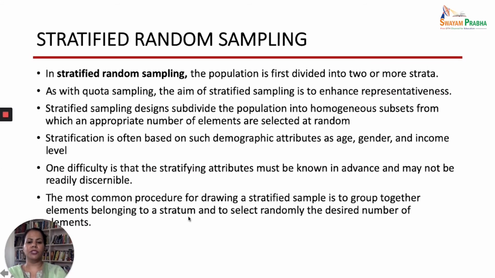The most common procedure for drawing a stratified sample is to group together elements belonging to a stratum and then to select randomly the desired number of elements. So from each stratum we select the subjects randomly. Each stratum is grouped together and then randomly the desired number of elements is selected. For example, if we have 100 subjects in the sample, then 50 males and 50 females can be selected.